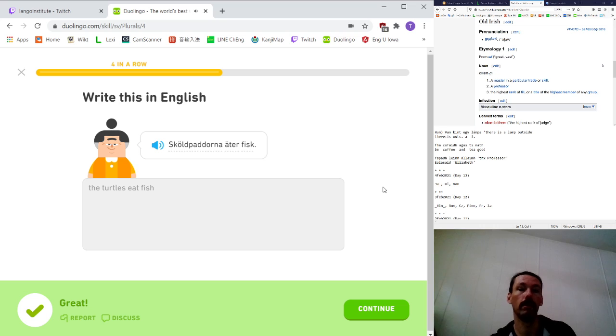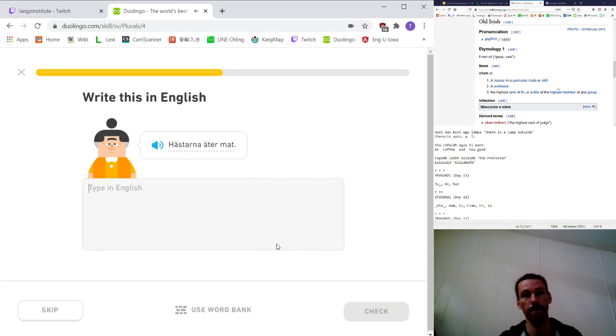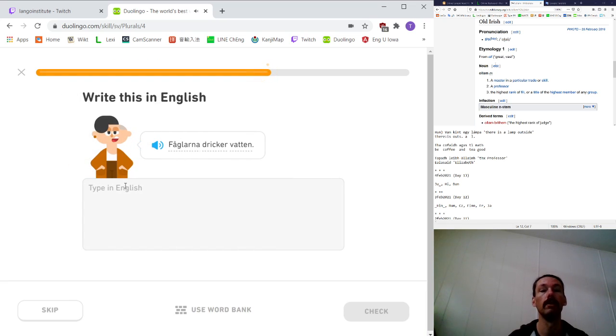So fisk is closer to the original form of the reconstructed language we call Proto-Germanic, and English shifted the SK cluster in native words to a sh. That's how we get fish with a single sound there. German did it too, but Swedish is more archaic here in this case. Hästarna äter mat. The horses eat food. Good thing to eat. Fåglarna dricker vatten. The birds drink water.